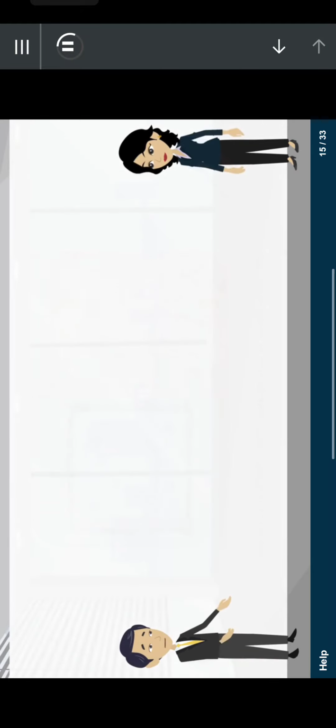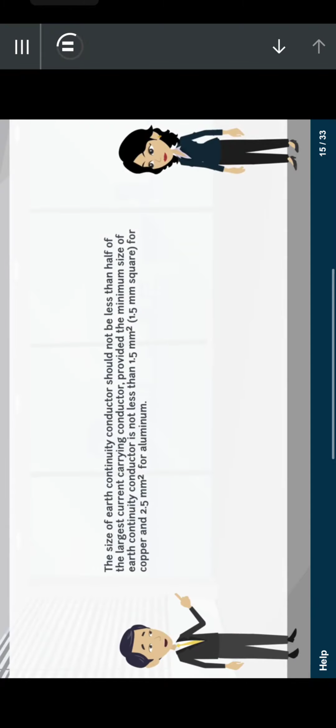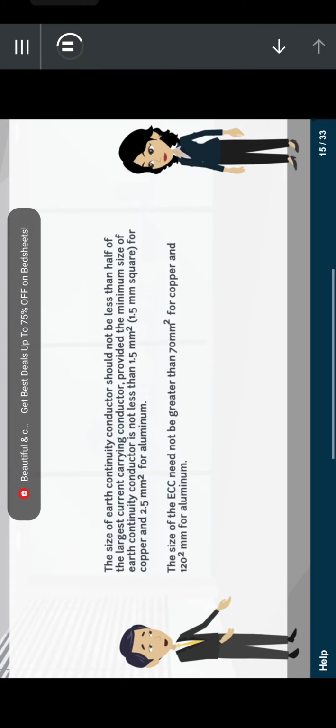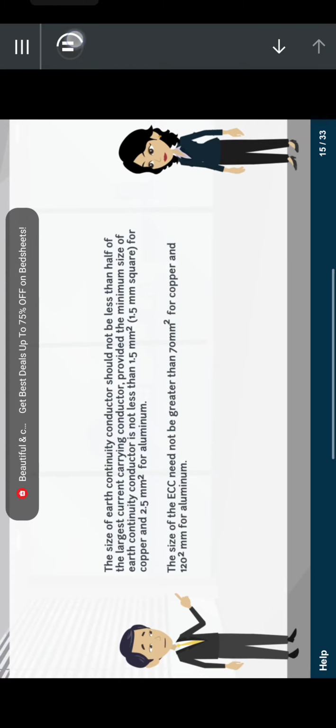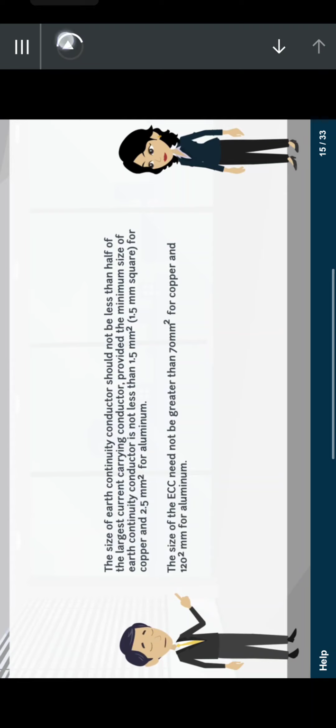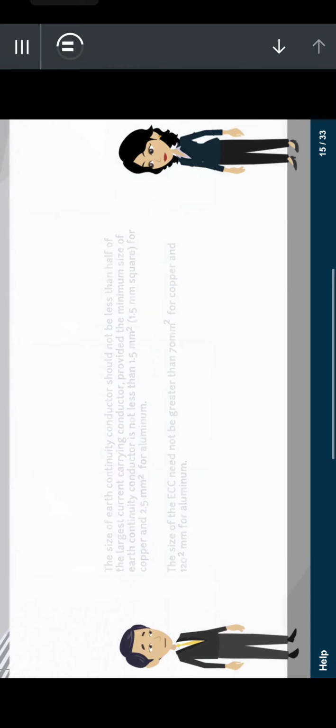All right. Further, the size of earth continuity conductor should not be less than half of the largest current carrying conductor, provided the minimum size of earth continuity conductor is not less than 1.5 mm square for copper and 2.5 mm square for aluminium, and it need not be greater than 70 mm square for copper and 120 mm square for aluminium.